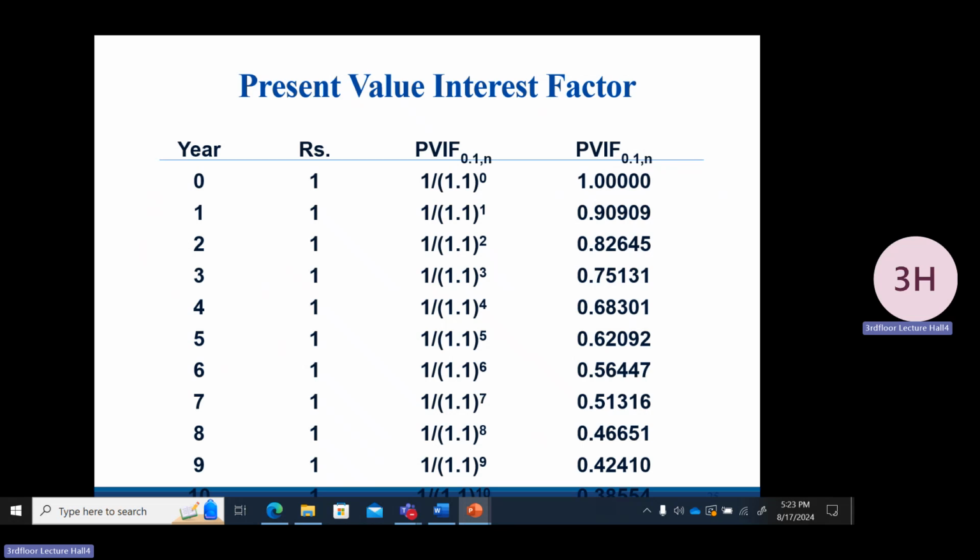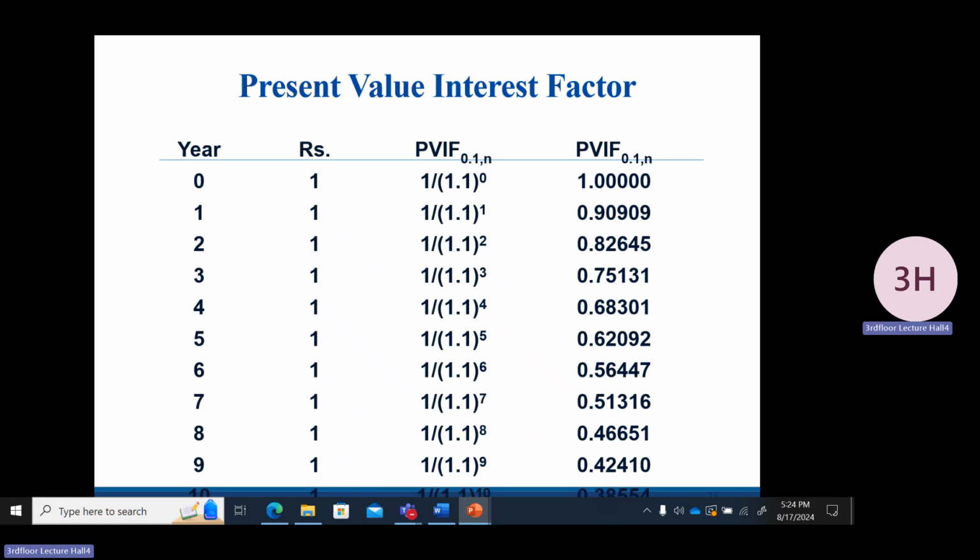So if you look at the last column, what is happening to the value when the time goes up? Value is decreasing. What is the reason? Mathematically, this is the reason, because this is discounting: 1 plus r to the power minus n. So that is the discounting happening. Theoretically, what is the reason? When the time is increasing, present value interest factors are decreasing.